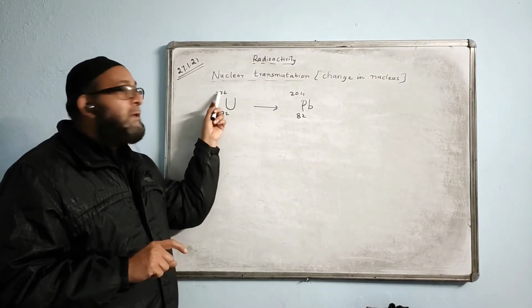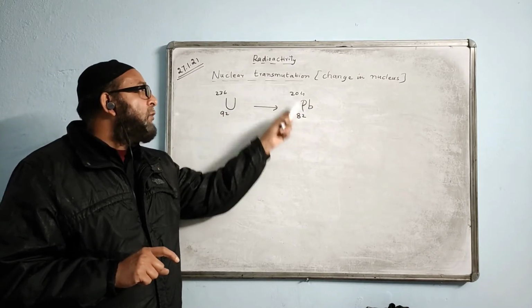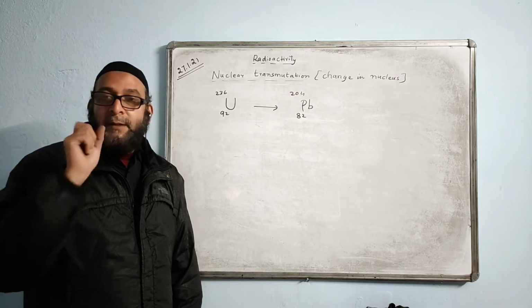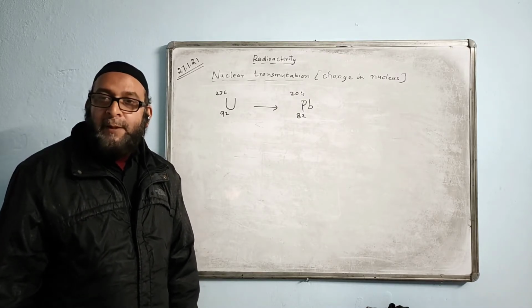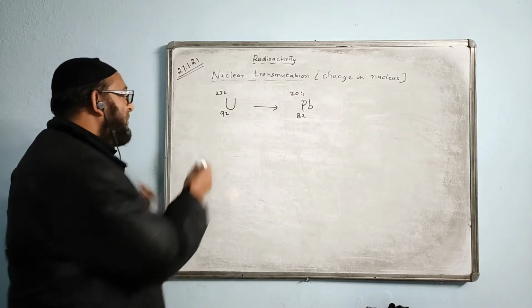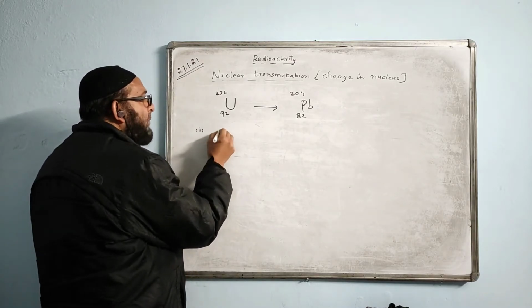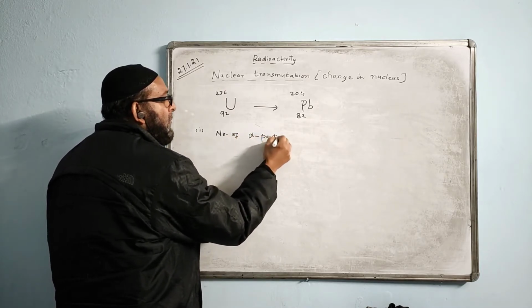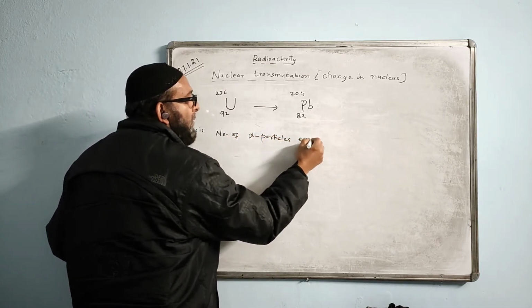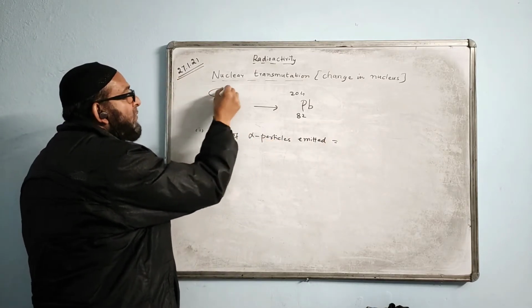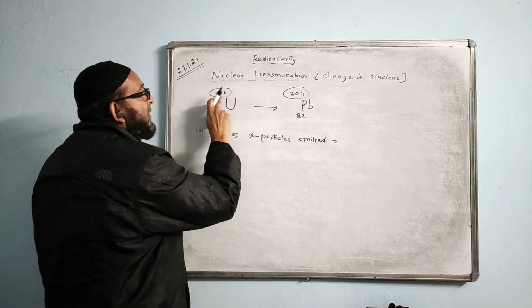Uranium with mass number 236 changes into lead 82, 204. Find the number of alpha particles and beta particles emitted. How do you find the number of alpha particles and beta particles? First we find the number of alpha particles emitted. We'll see the difference of the mass numbers. How much is the difference? This minus this.